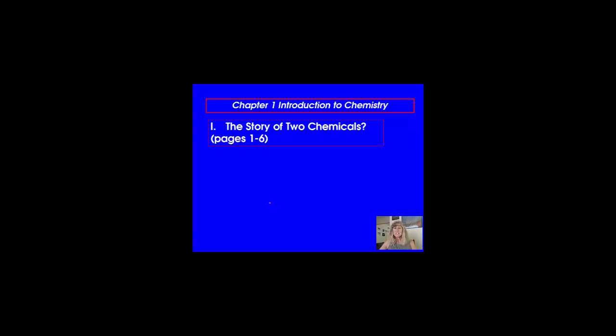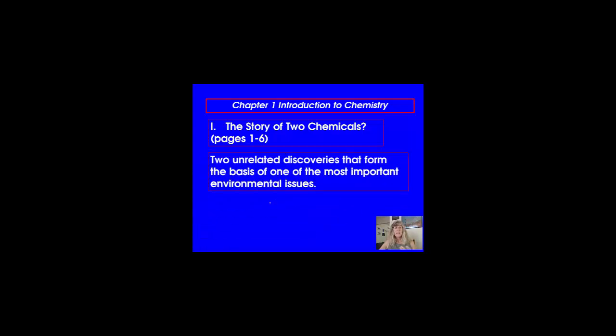Like I said, this is just the introductory chapter. And the first chapter is kind of review, a little bit on scientific method. But remember, we're doing the candle lab and I'm tricking you into finding the equation for combustion of a candle. Well, let's get started. Your book starts off and it talks about a story of two chemicals, two unrelated discoveries that form the basis of an important environmental issue.